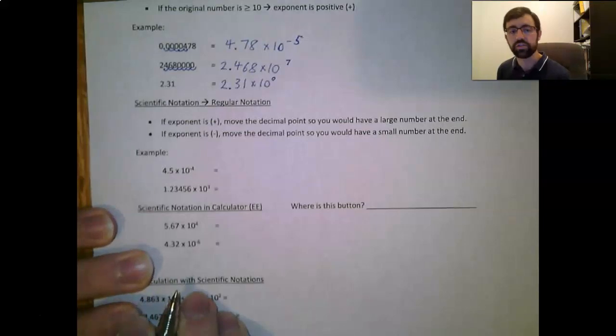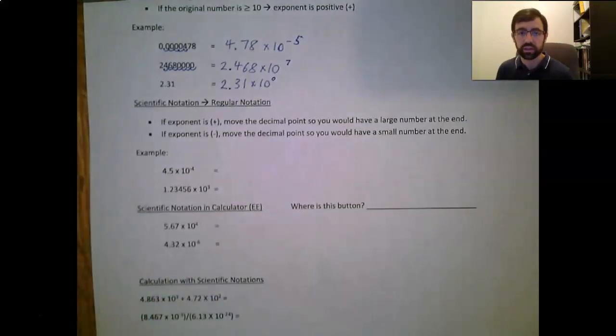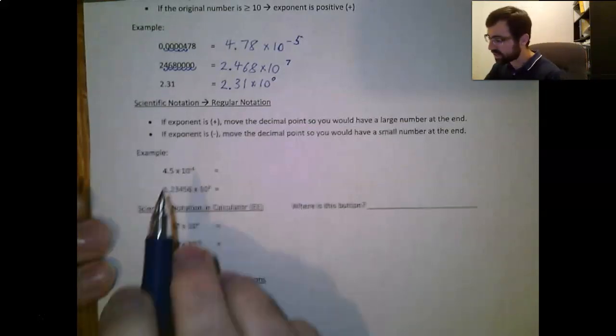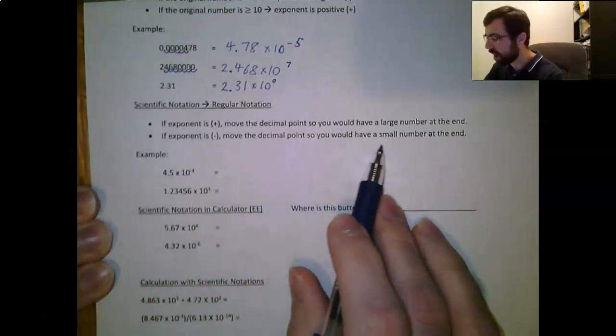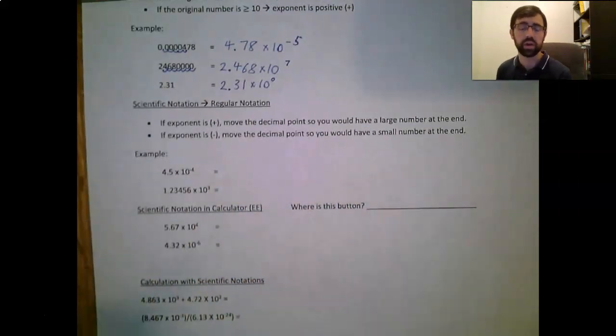So we're going to turn the normal number into a large number. We're going to move it to the right so the number gets bigger. If the exponent is negative, move the decimal point so that you would have a small number at the end, smaller than 1. So the decimal point would move to the left to make the number smaller.